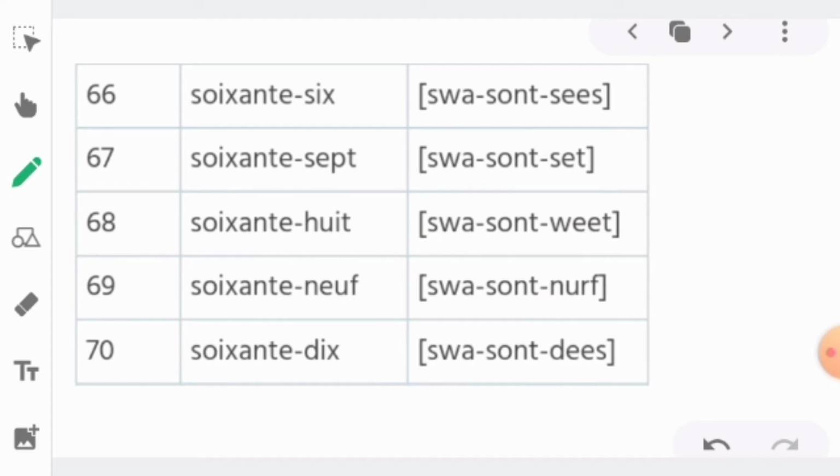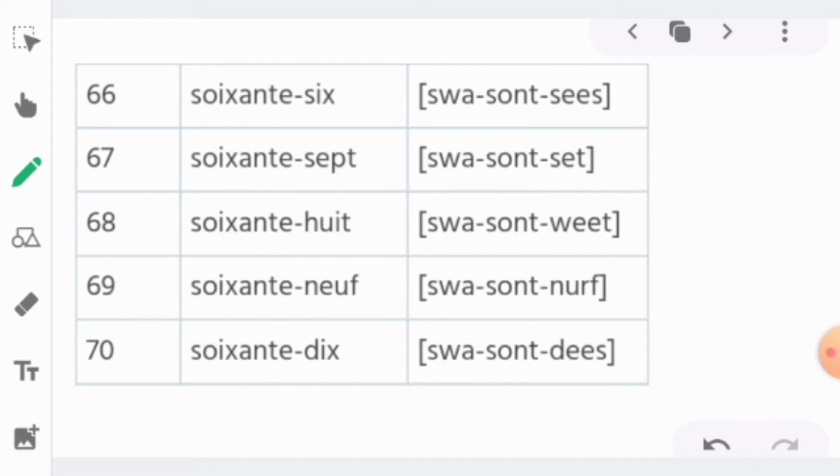Now for 68 it will be soixante huit, yaani SOIXANTE dash HUIT, it is for 8, okay. Toh 60 plus 8, toh soixante for 60 and huit for 8. Next 69 soixante neuf, okay.